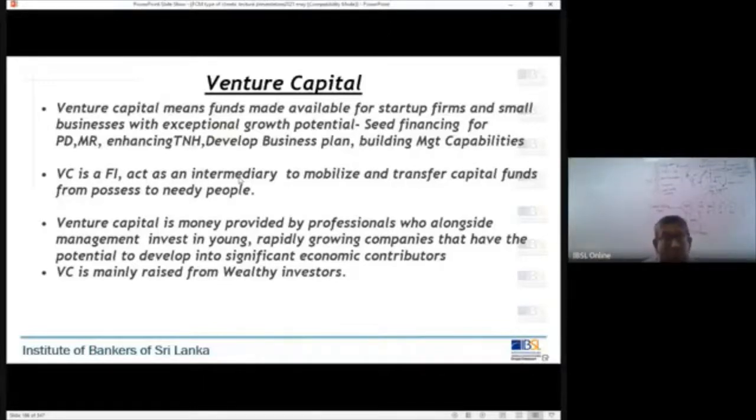Right? So usually venture capital is money provided by professionals who work alongside the management for young people. Those venture capitalists mainly raise the capital from wealthy investors. So that's good for you to develop some new businesses. The money is given, we call it venture capital. In return, they're expecting some money once the companies develop. They will support you to build up your businesses. Okay, that is venture capital.